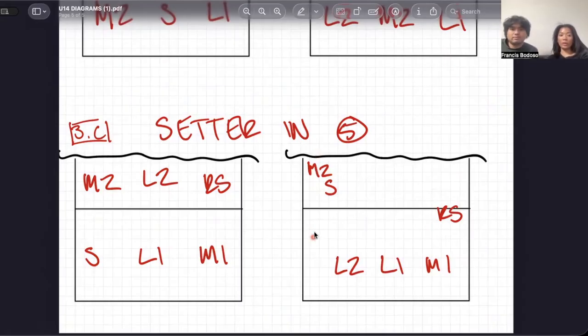Really important thing: if we can see over here that M1 and our setter are to the left of this left side, L2. So when this L2 comes over, you two, when you're stacked up at the net, have to be to the left of them, or else we're going to get called out of rotation all the time.